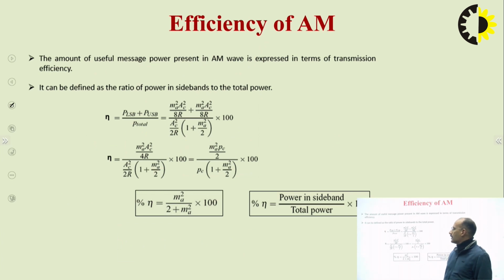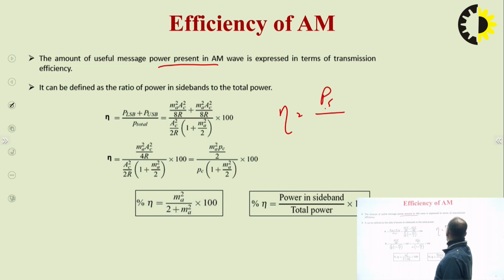the efficiency of AM. In the efficiency, the amount of useful message present in the AM wave is expressed in terms of the transmission efficiency, and that is defined by eta equal to sideband power upon total power. So the sidebands are the lower sideband and upper sideband, and these are the values of the sidebands' power, and this is the P total. By solving this, we will get percentage efficiency equal to MA square by 2 upon 2 plus MA square, into 100. That MA square is denoting the modulation index. So this is the efficiency of AM for this lecture.